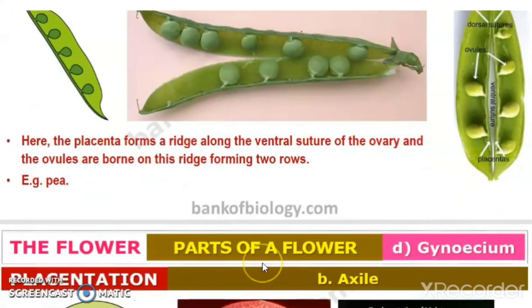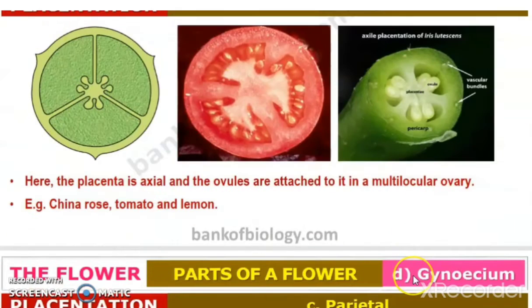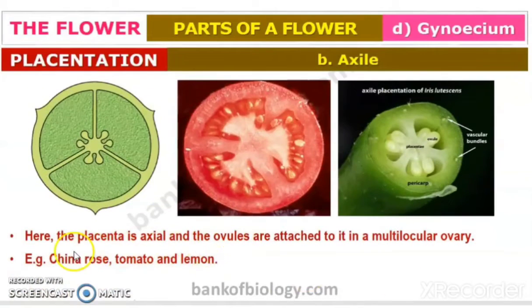Now let us move on to the next placentation, which is the axial placentation. So here the placenta is axial and the ovules are attached to it in a multilocular ovary, right? So they are seen in the axis portion, that is the central portion. What is multilocular? Locules are nothing but the chambers inside the ovary, right?